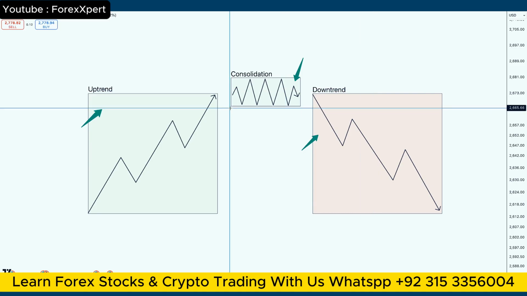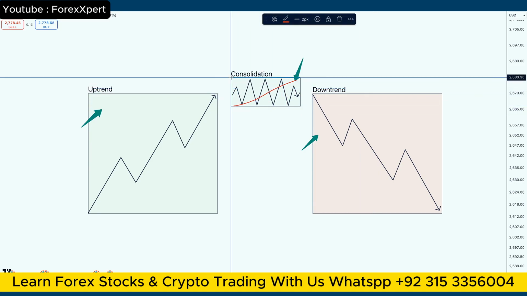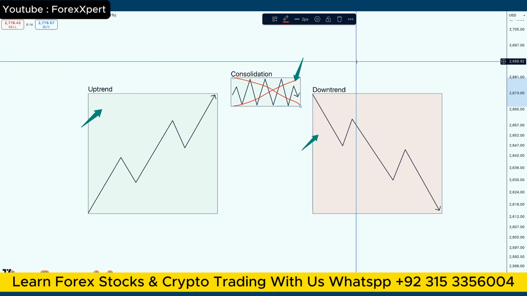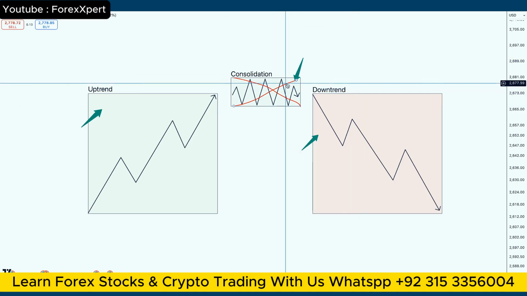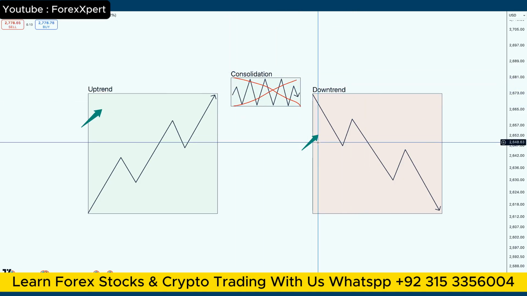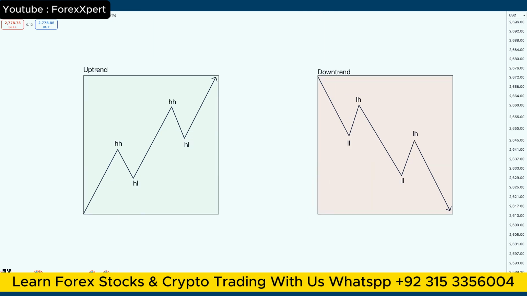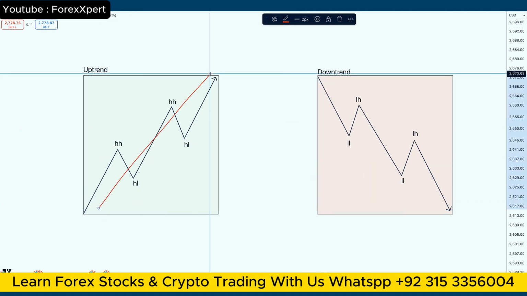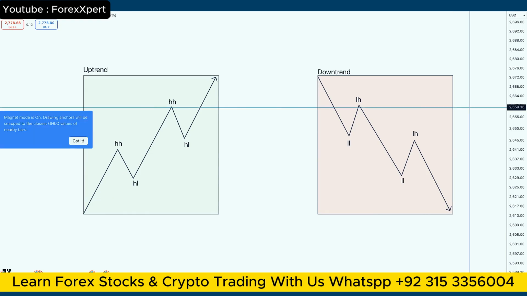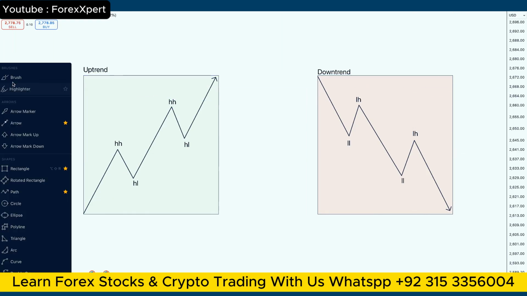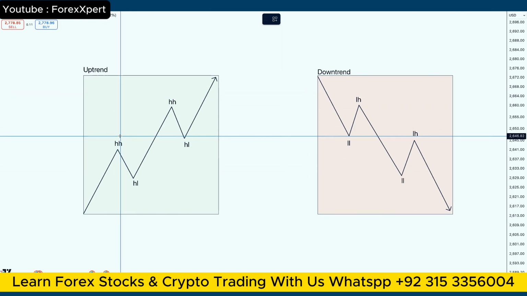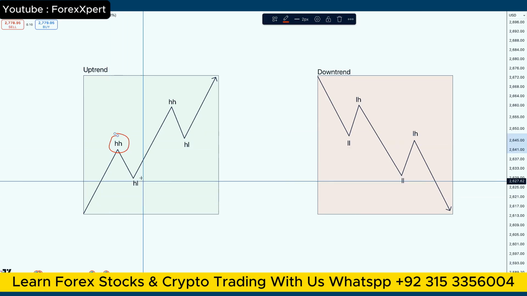Now, a consolidation is generally where we just move sideways. There's no real trading opportunities most of the time inside of consolidation ranges, so we pretty much want to eliminate this and just focus on uptrends and downtrends. To determine whether a market is in an uptrend or a downtrend, we want to look at the highs and the lows in price. So we can see in the uptrend, we form higher highs and higher lows.